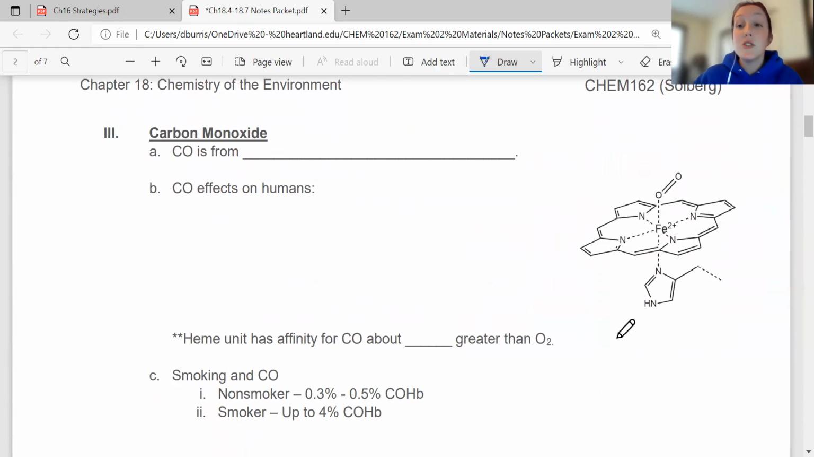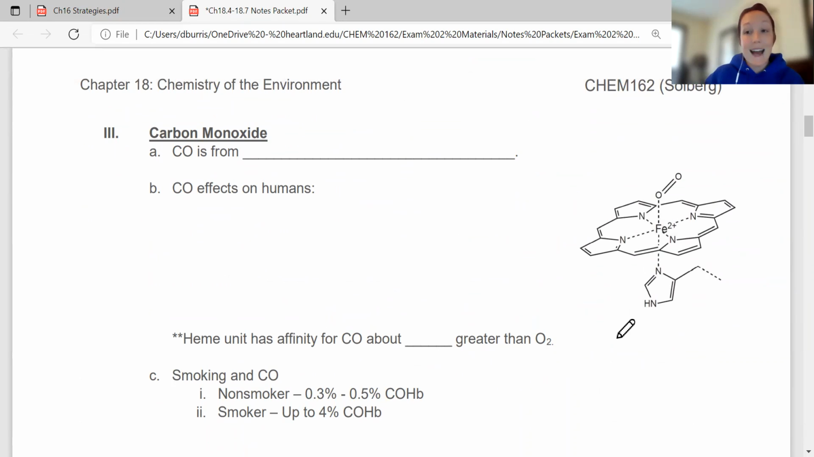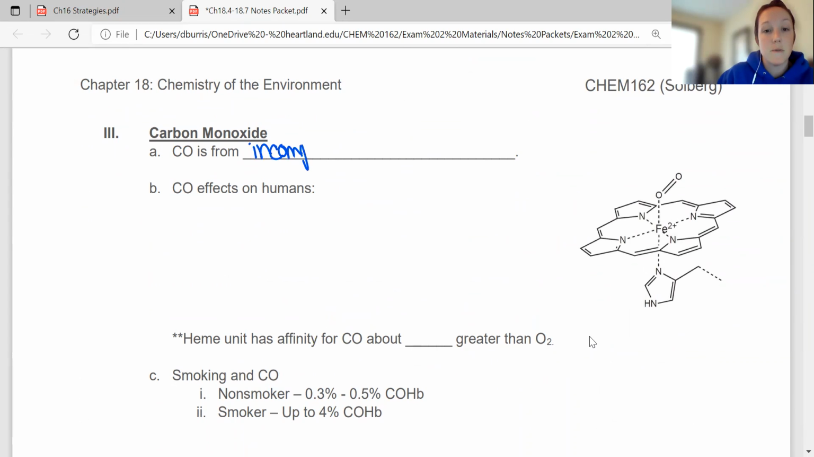So before we do that, we are going to switch to carbon monoxide. So carbon monoxide is another issue in the atmosphere, and carbon monoxide is from incomplete combustion of hydrocarbons. So like we combust hydrocarbons in order to get fuel. The CO is a byproduct of that from incomplete combustion of hydrocarbons.